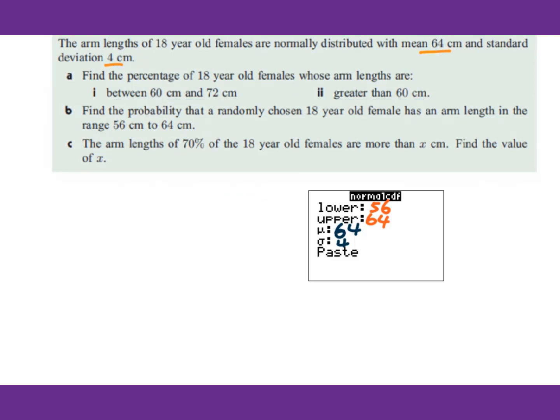Now let's go to C. The arm length of 70% of 18-year-old females are more than x centimeters. Find the value of x. According to C, we know that probability, we use capital X this time, greater than lowercase x equals 0.70. That's 70%.